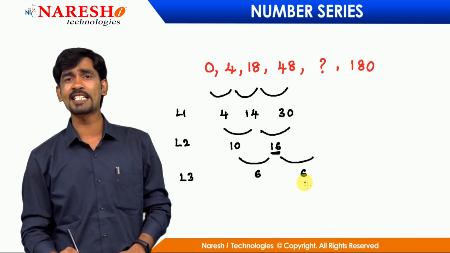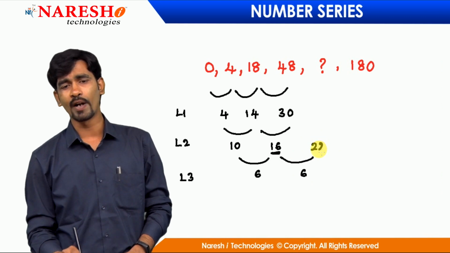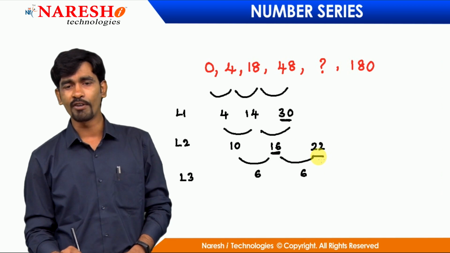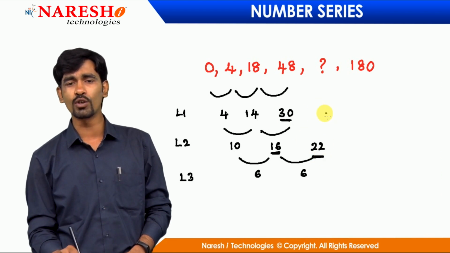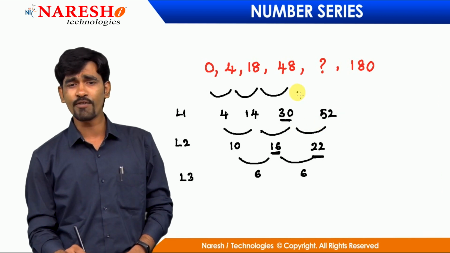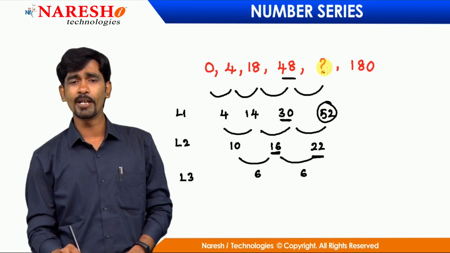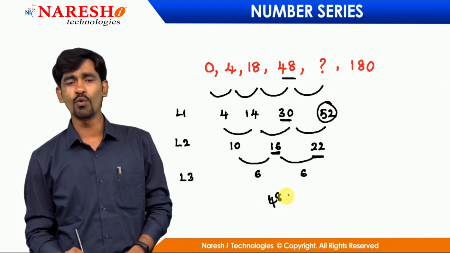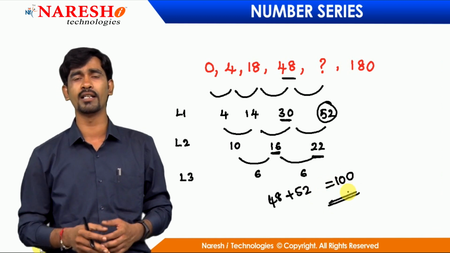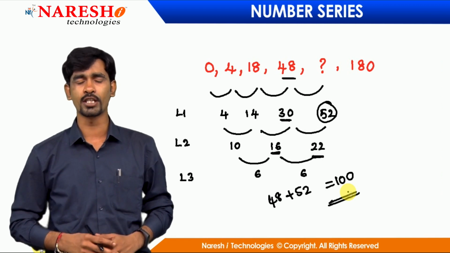That means 16 plus 6 will give our next term. What is 16 plus 6? That is giving a result as 22. Similarly, 14 plus 16 is giving 30. So 30 plus 22 will give a result as 52. So the next level is going to be 52. If this is 52, that means that 48 plus 52 will be your answer choice. What is 48 plus 52? 48 plus 52 is, we can comfortably write it as 100. So make your answer choice as 100. This is one more approach. Always level of differences will match with the solution of the question.